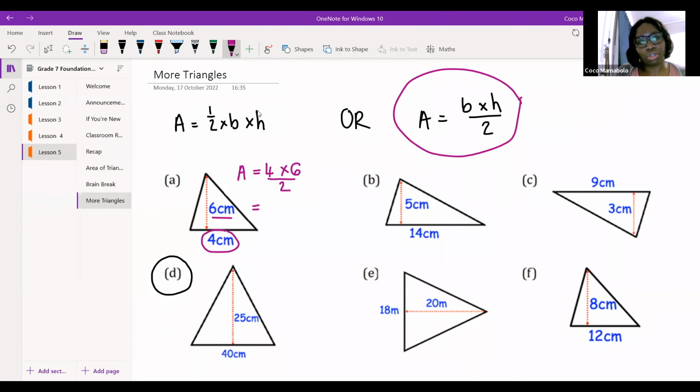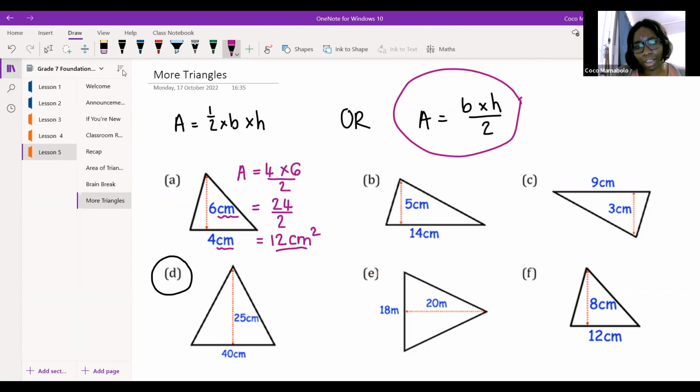24, exactly, yes, it's 24, good. And then I'm going to divide by 2. So what's 24 divided by 2, my sweetie? 12. 12, good. But remember, we still have centimeters. Centimeters times centimeters is going to give me centimeters squared. So that's my answer. You found my answer for me. Well done.